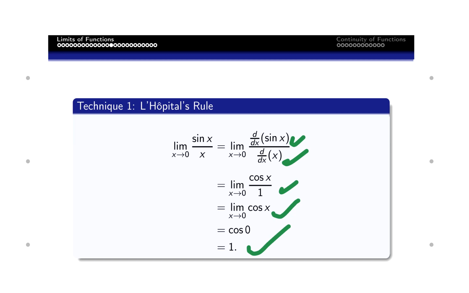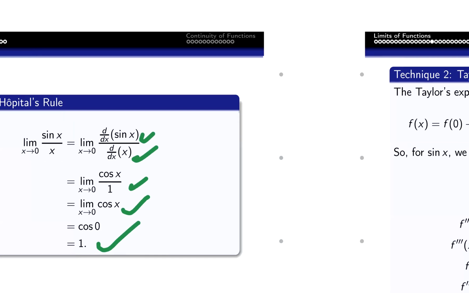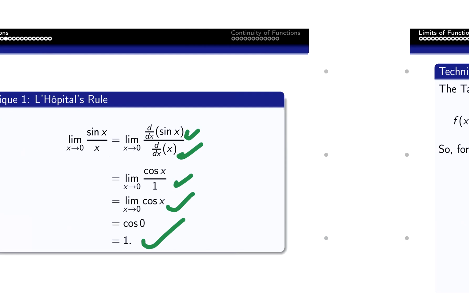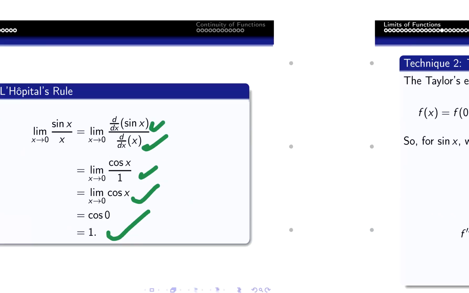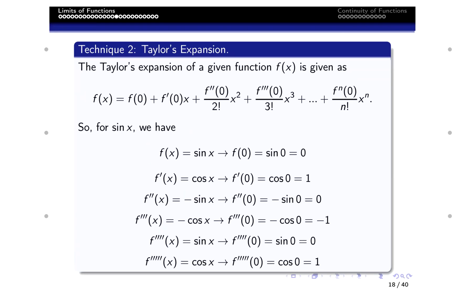Okay, so that's L'Hopital's rule, and according to what the graph says, the limit of sine x over x as x goes to 0 is 1, and we have got that from L'Hopital's rule. Let's see another method called Taylor's expansion. I told you about this when we were talking about functions. I talked about transcendental functions, and I said they are functions that cannot be expressed as polynomials, right?